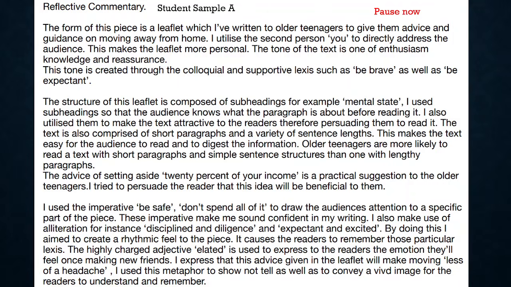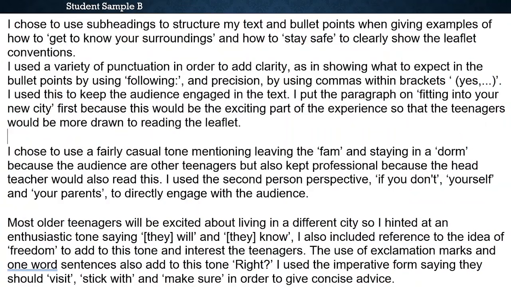Let's have a look at student sample B. Okay. Again, I would suggest pausing and having a read through the text before I discuss it. So pause now. Okay, so you've paused and you've been through the text. So again, sample B, this is the student's reflective commentary that we saw in the previous video. If you haven't watched it, please go back and make sure you watch that previous video. It's got their sample text.